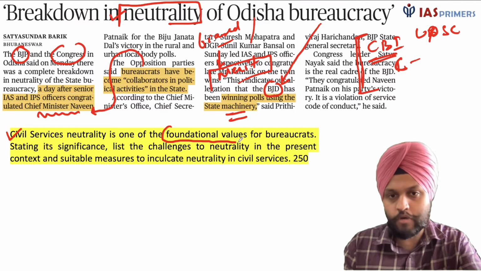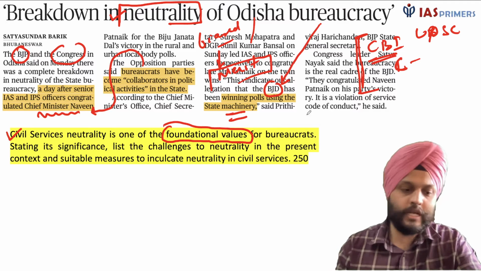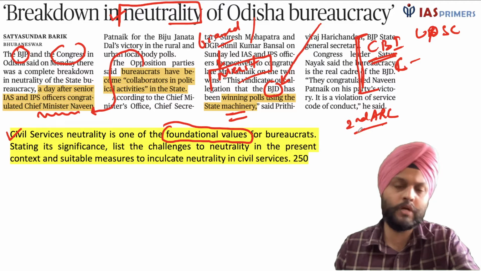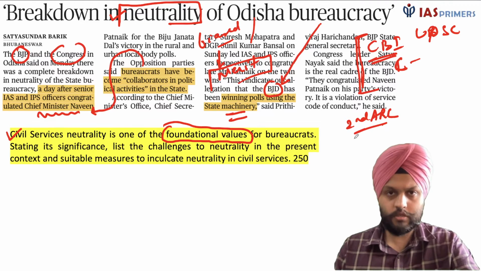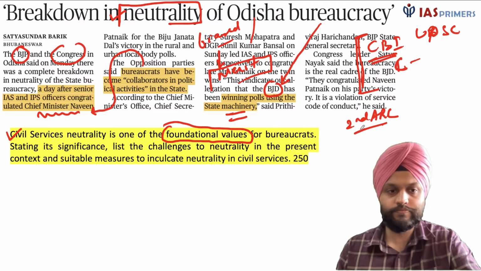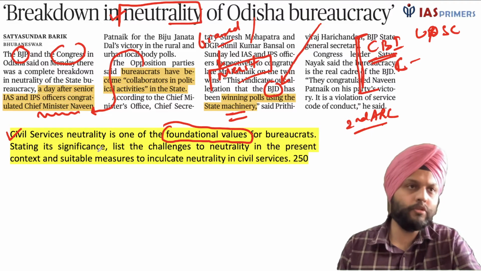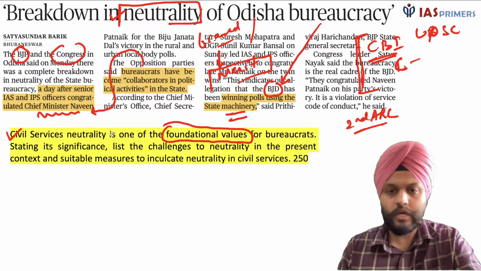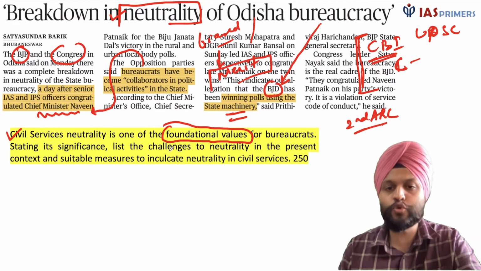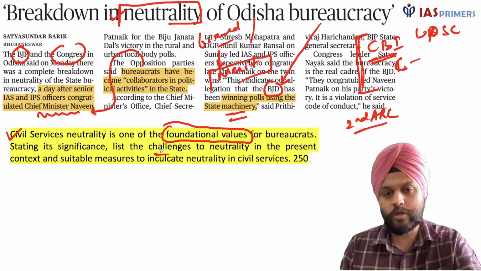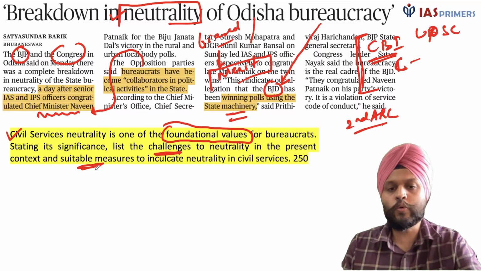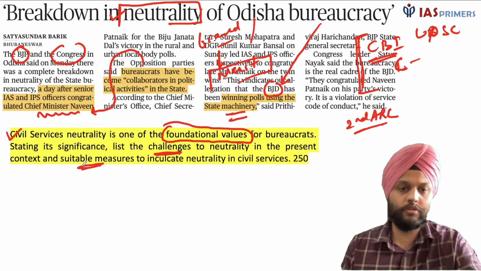By the way, it is not, but on purpose I have put this. The second ARC has provided the foundational values. The word neutrality has not been used, rather it is objectivity and impartiality. Don't argue with the paper, right? Consider this as true. But being objective, being non-partisan implies being neutral. Stating its significance, list the challenges to neutrality in the present context. What are the challenges? And suggest suitable measures to inculcate neutrality in civil services.